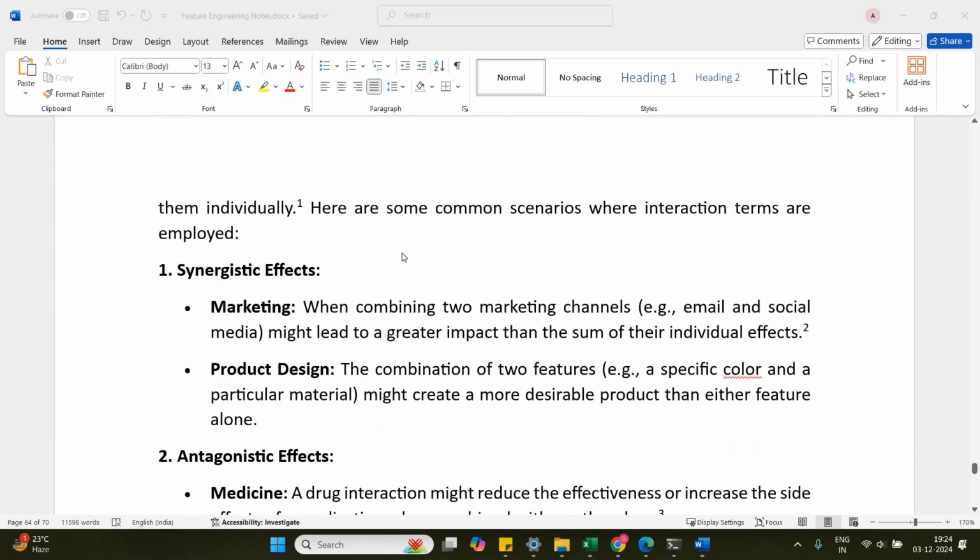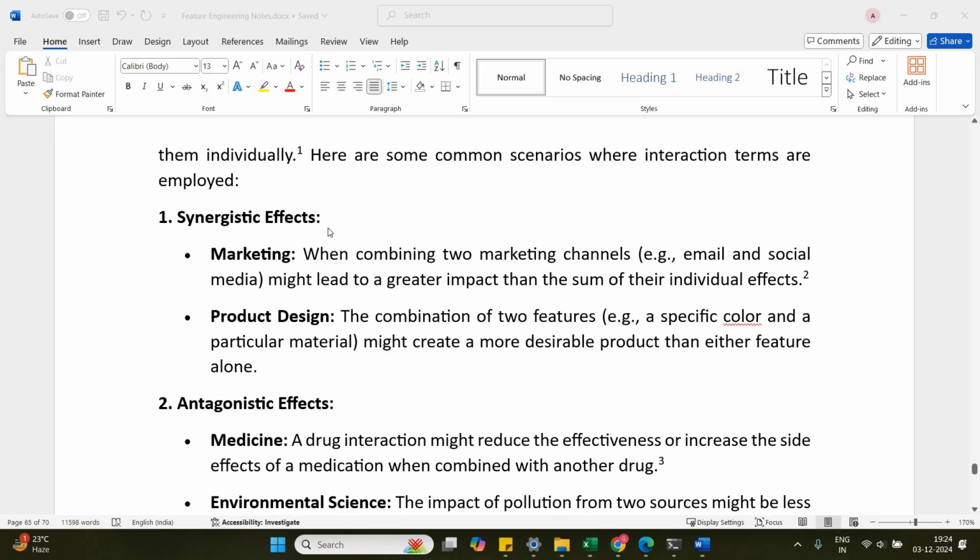So what is the use of the interaction terms? What is the significance? What can you find with the help of the interaction terms? The very first thing written here is the synergetic effect. For example, here is an example from marketing. Suppose you are combining two marketing channels, like email and social media. What will be the impact on my product? If I use both of these, then obviously I'm going to get a greater impact than the sum of their individual effects, right?